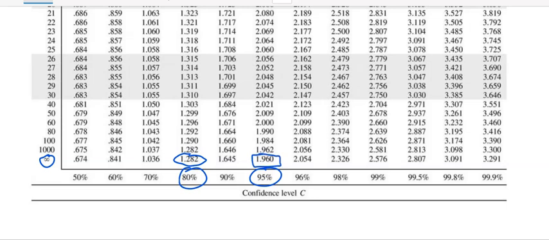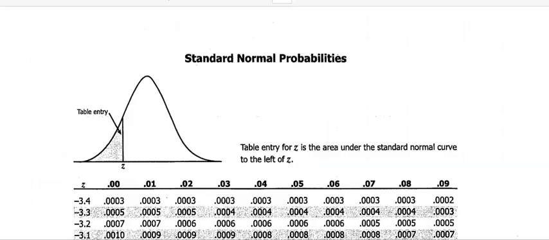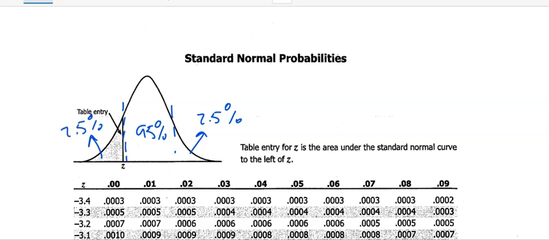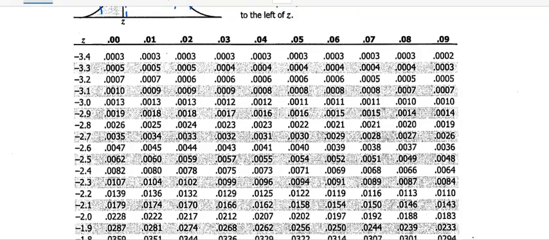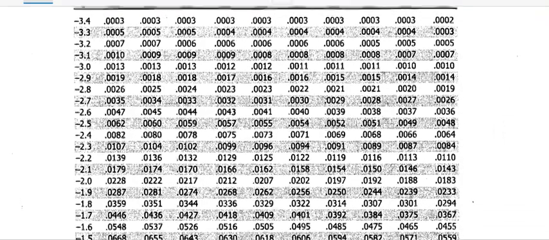If I was going to do this on a Z-chart, let me jump over to the Z-chart and show you where to find this. On the Z-chart, if I want the middle 95%, and I'll use this one right here as an example, that means I would have 2.5% on each side. So I need to find the Z-score associated with 2.5%. And there's actually two of them. There's a negative version of that Z-score and then a positive version of that Z-score. So if I hunt around the body of this thing for 2.5%, I've got to look all over the place until I find it.